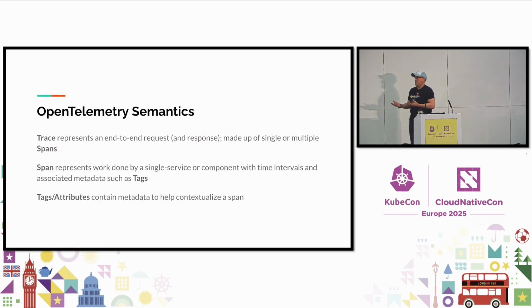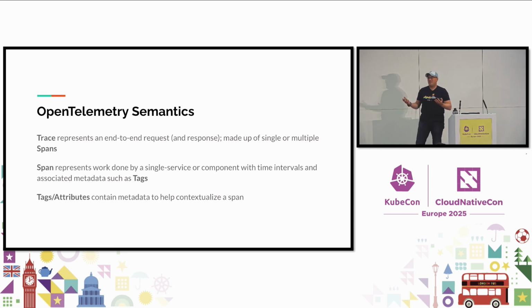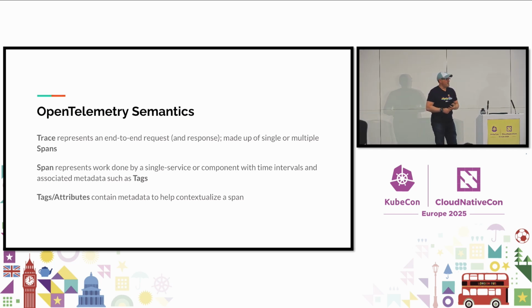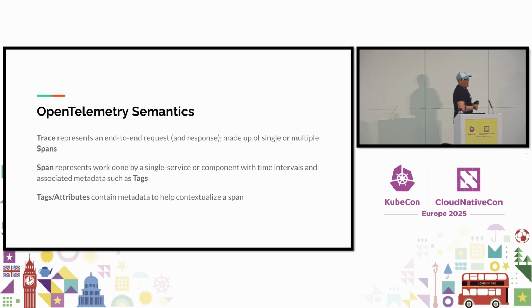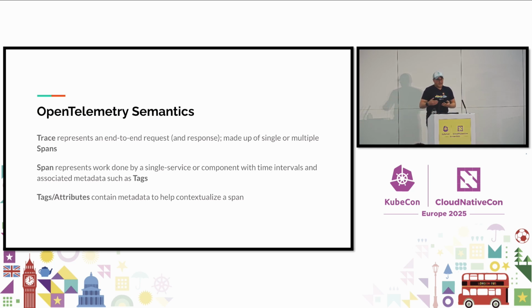So for those of you that don't know OTel, considering you all know Jaeger, this is probably a little redundant. A trace is the end-to-end transaction, and that can have multiple spans, which are basically components that are being called within it. Inside each span, there are tags, and those tags allow you to either understand instrumentation that injected the tags or for you to add your own tags.